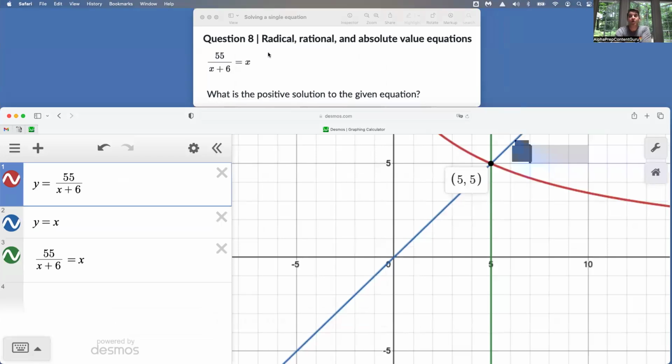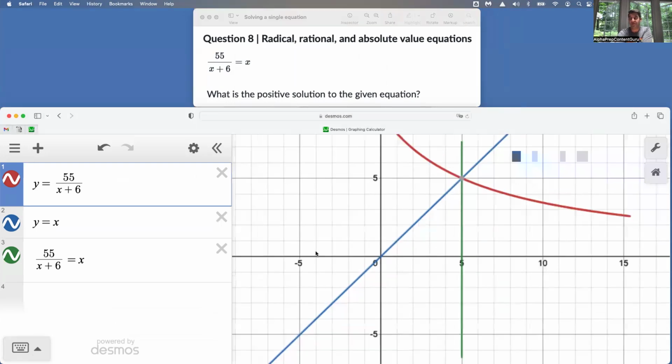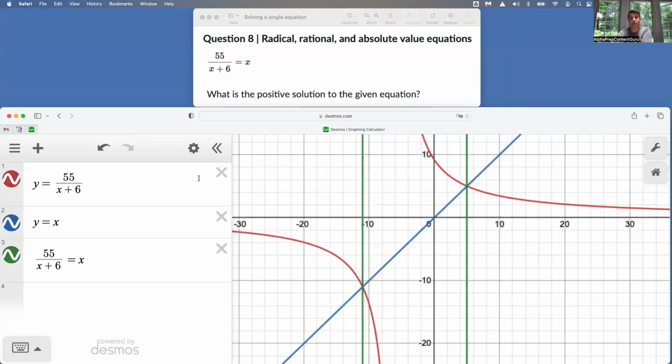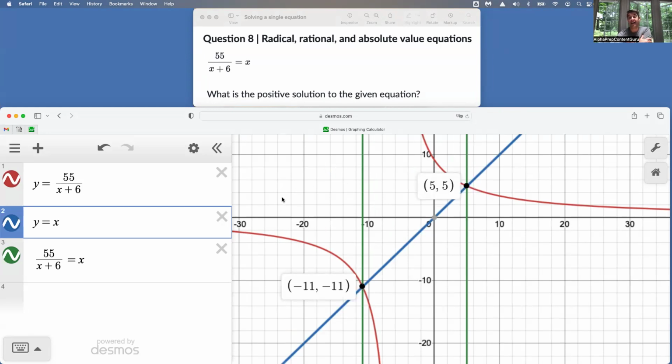So to start, I have a question that is begging me to solve a single equation. When I ask you to solve a single equation, there's a simple and easy pro move. You can say y equals the left side and y equals the right side, and then click on the gray dots where they cross, and boom, you have the solution to that equation.